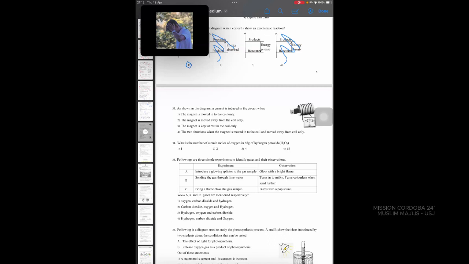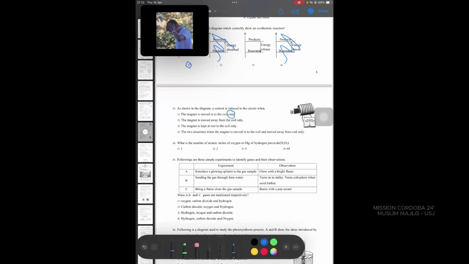Sometimes the magnet is inside the coil at rest, then also no current. So here, the magnet is moved into the coil only. Magnet can be moved towards the coil, you get a current. Magnet moving away from the coil, you get a current. As long as there is a motion, there is current. So "only in" is wrong. Away from the coil only is wrong.